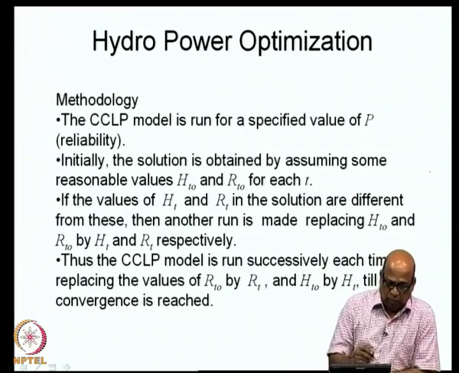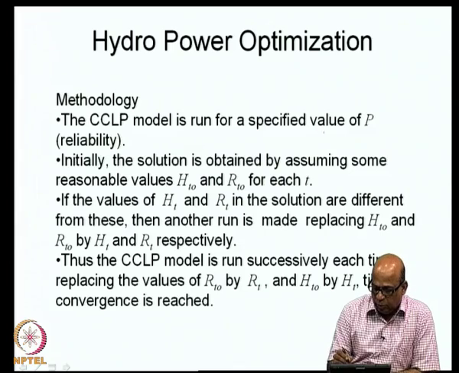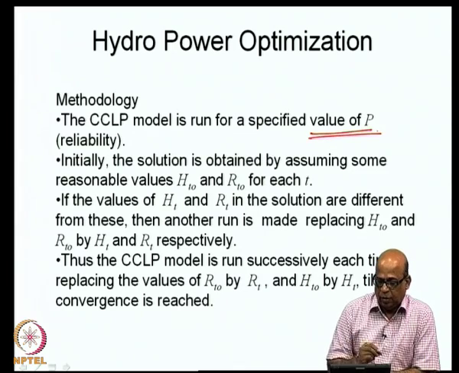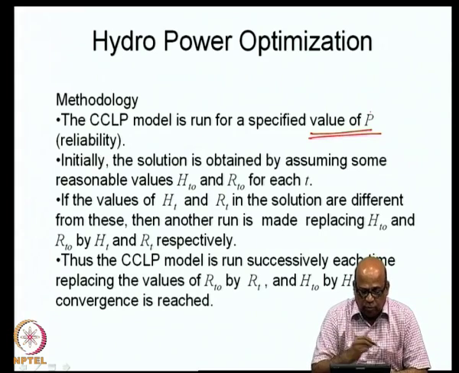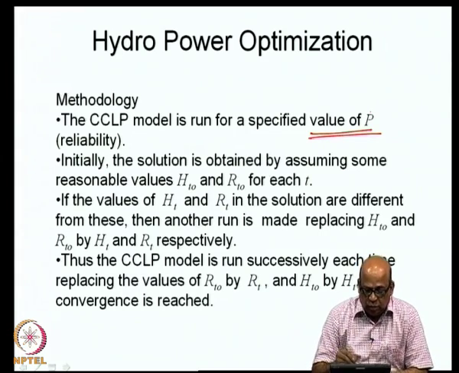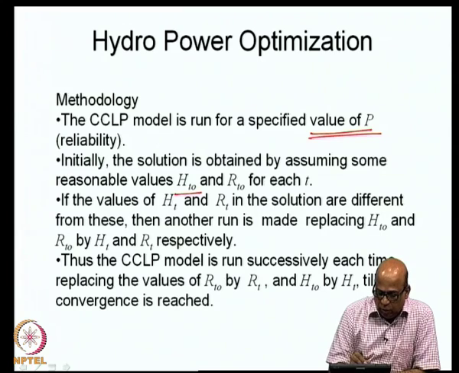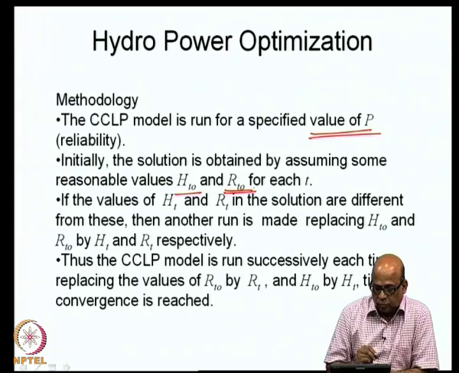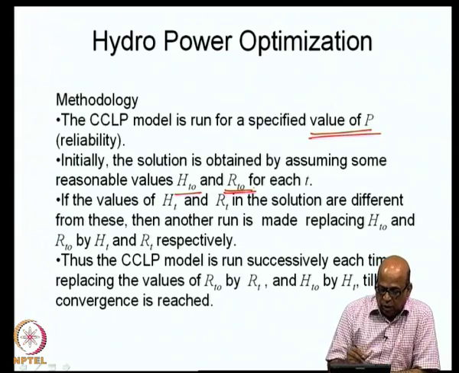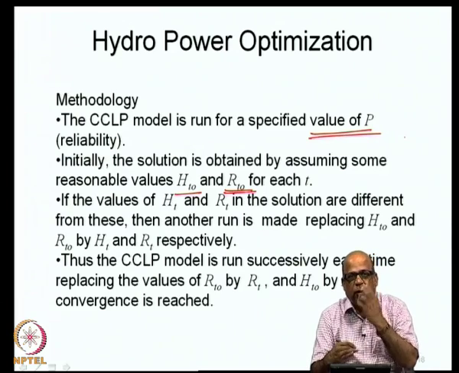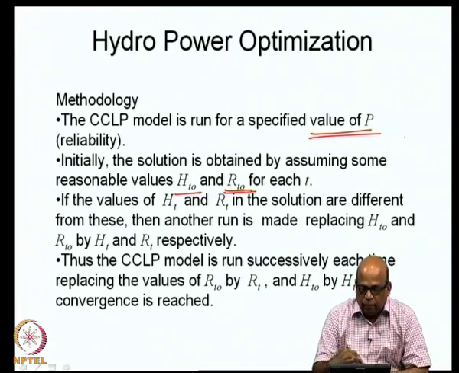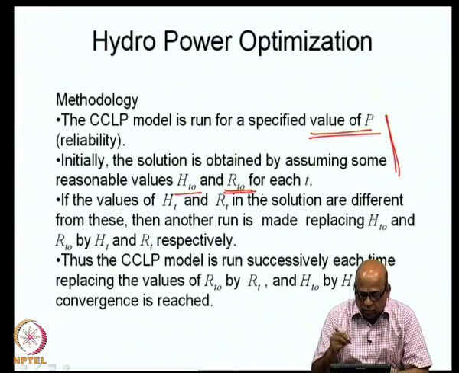So, what we then do is that first we specify the value of P, that is, the reliability with which the irrigation demands have to be met. Then we assume values of HT naught and RT naught, and solve this problem, because everything else is known now. Once HT naught and RT naught are assumed, you can solve for those variables and then solve it.